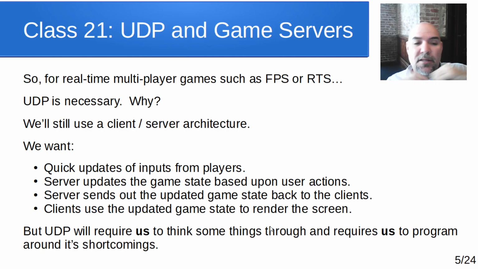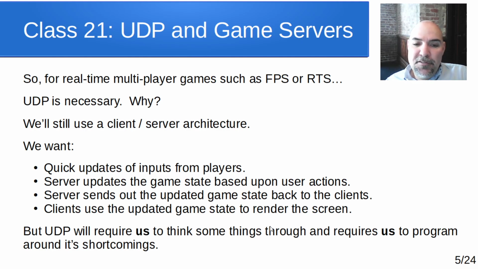So what we want in our eventual design that we're going to settle on is we want quick updates of inputs from the players. In other words, when somebody presses a key or clicks the mouse, we want that to very quickly make it into the server. We then want to have the server take that information and update the game state based on the user's action. So in other words, the user clicked the W key to run forward. We quickly need to get that into the server and say, hey, this player is running forward in the world.